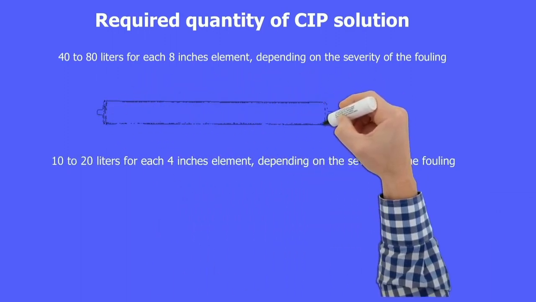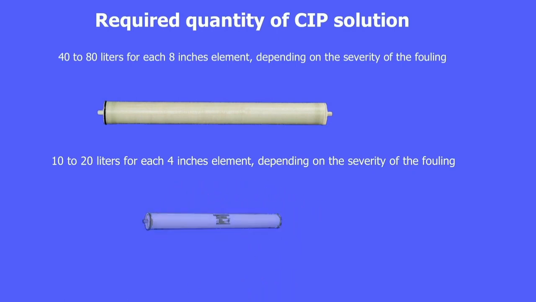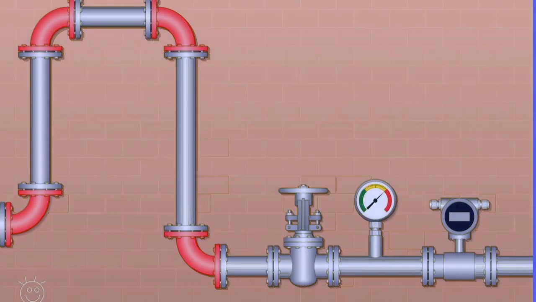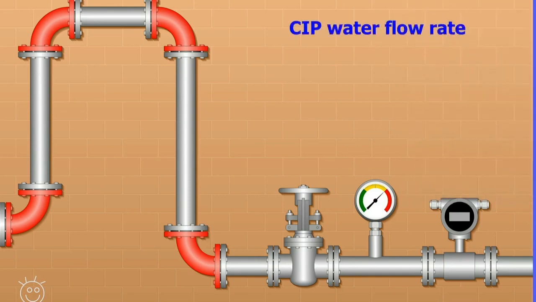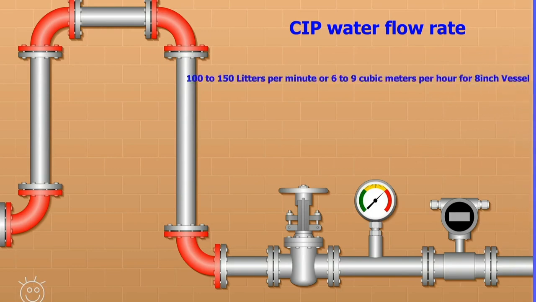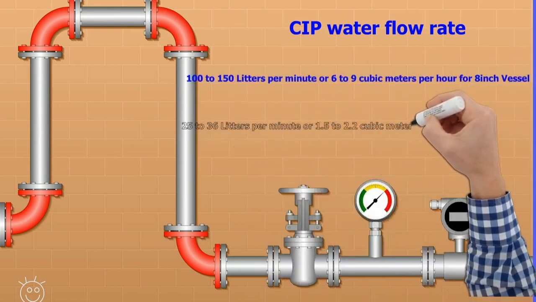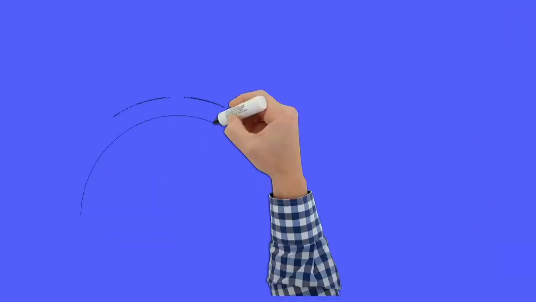40 to 80 liters for each 8 inch element, depending on the severity of the fouling, and 10 to 20 liters for each 4 inch element, depending on the severity of the fouling. CIP flow rate. Recommended flow rate: 100 to 150 liters per minute or 6 to 9 cubic meters per hour for an 8-inch vessel, and 25 to 36 liters per minute or 1.5 to 2.2 cubic meters per hour for a 4-inch vessel.